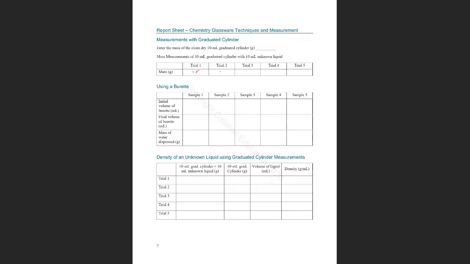So you will have the grams. This is part one, measurement with the graduated cylinder. They will give you all these numbers. Let's say they will say 13.234 grams. So the mass is given. There is nothing that we need to do. And then using a buret, all this is also given. All you have to do is calculate the density here. This is what you have to calculate.